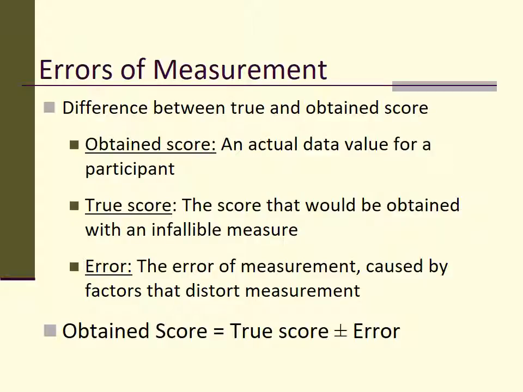Rarely is any score completely accurate. Every score will be slightly off from perfect. Error of measurement is the difference between the true and the obtained score. The obtained score is an actual data value for a participant, for example, an anxiety scale score or a blood pressure measurement. The true score is the score that would be obtained with an infallible measure. Error is any factor that distorts the measure, causing the obtained score to deviate from true. So the obtained score is the true score plus or minus any error in the measuring.